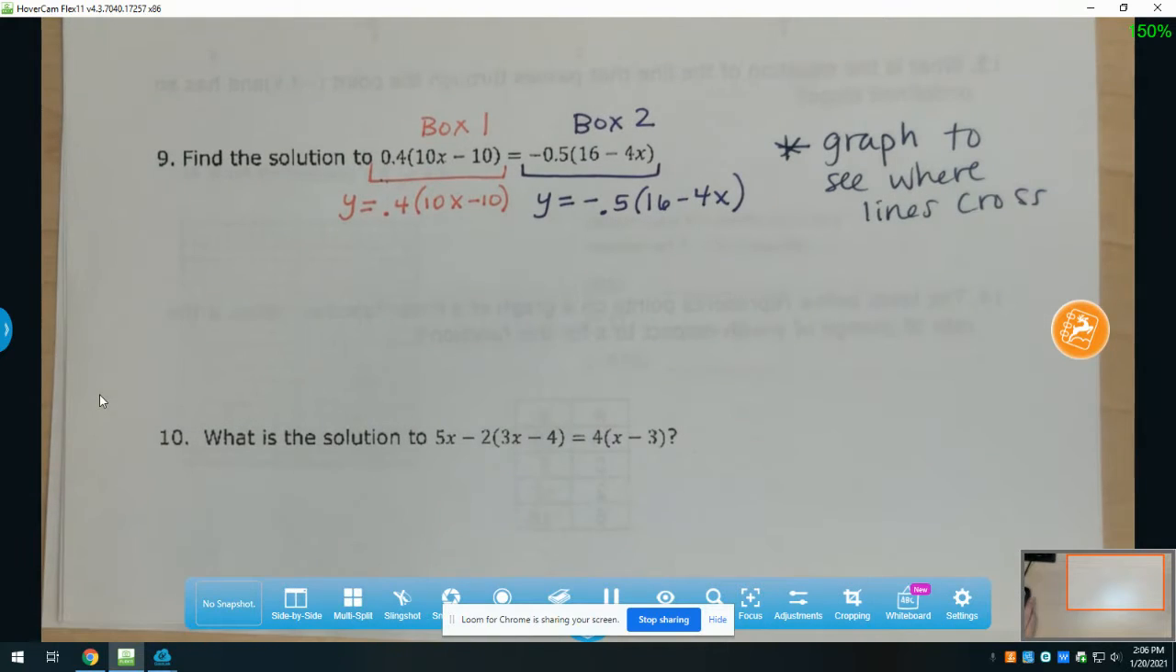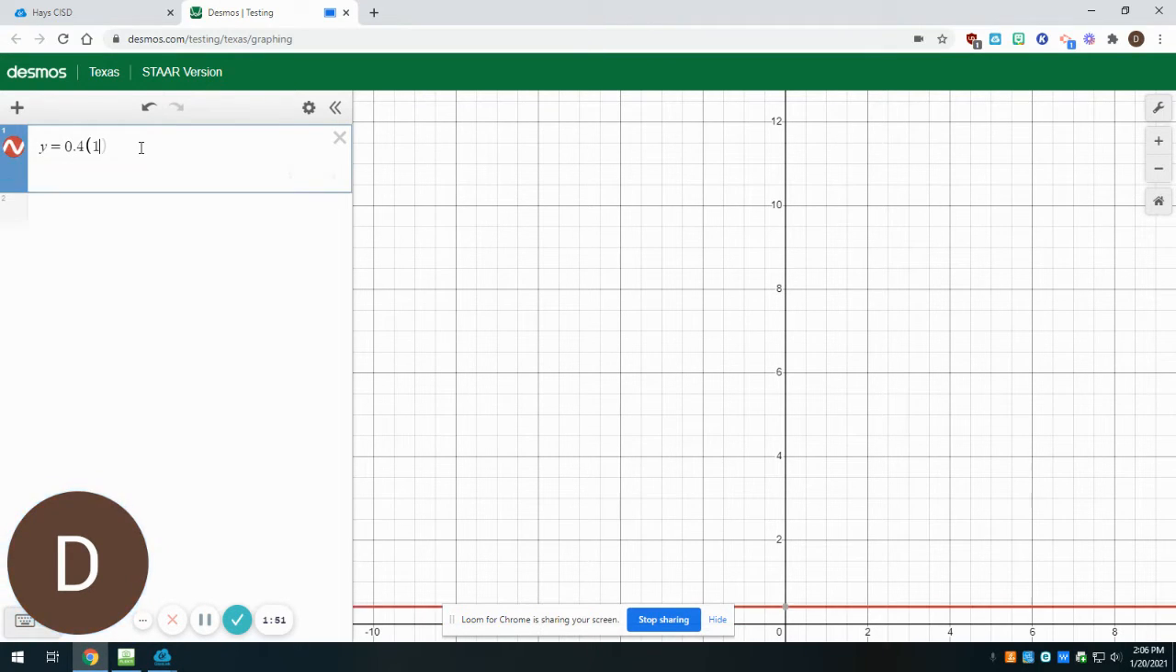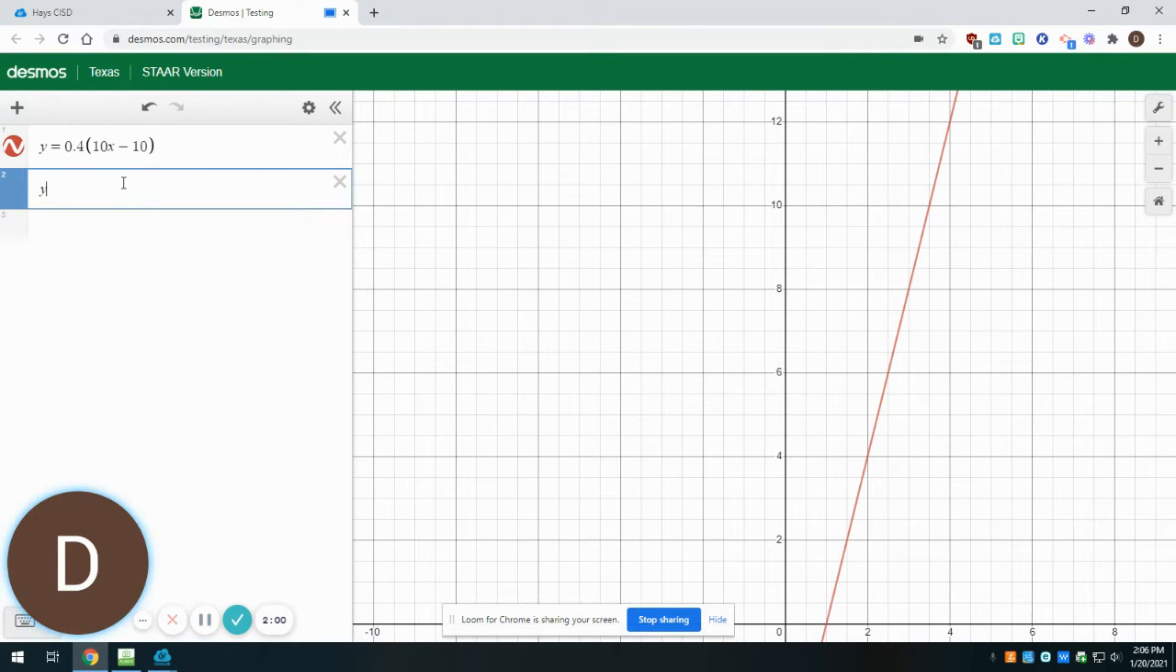Okay, so that's going to be a Desmos. So clicking over to Desmos here, making sure you're using your star version of Desmos, we're going to type in y equals, and then again, exactly how we saw it. So you put the 0.4, and then 10x in parentheses minus 10, close our parentheses. So that's box 1. And then for box 2, we're going to type in the other side of our equation.